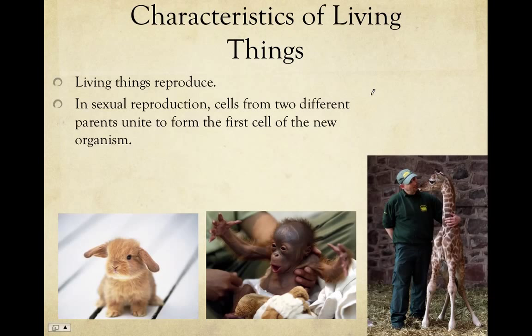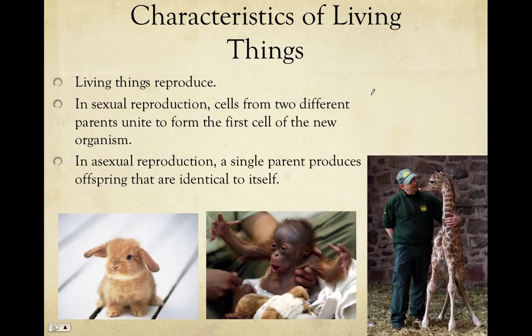They reproduce, and so whether it's through sexual reproduction or even asexual reproduction, living things reproduce. And so we see here all living things have little baby living things, baby giraffe, baby orangutan, baby rabbit, they reproduce, and it can be through these two processes, sexual reproduction or asexual reproduction.